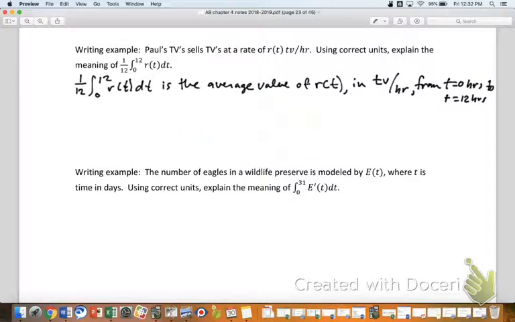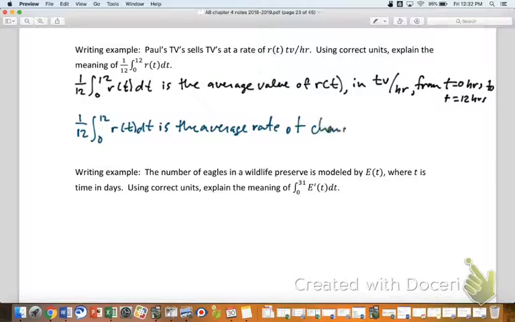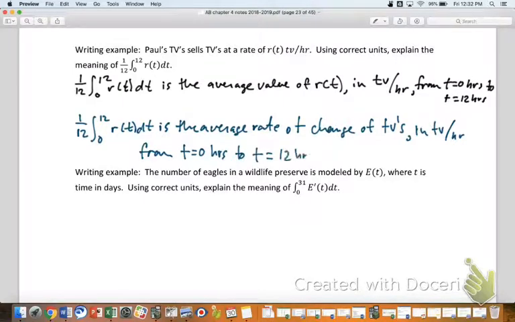So let's get a little more specific and talk about that. If I was going to do a really great job at this, I'd be contextual and I would say 1/12 integral from 0 to 12 of r of t dt is the average rate of change of TVs in TVs per hour from t equals 0 hours to t equals 12 hours.